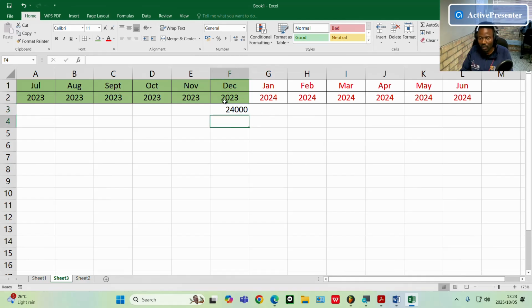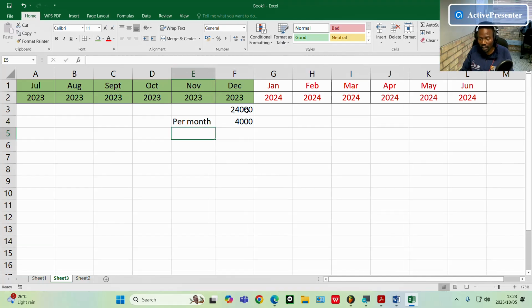So it's very simple. We've received for 1, 2, 3, 4, 5, 6 months. So we're going to take this 24,000 divided by 6. So this is the amount of rent per month. Right, so meaning we actually receive 4,000 per month. So it's 4,000, 4,000, 4,000, 4,000, 4,000, totaling to 24,000.